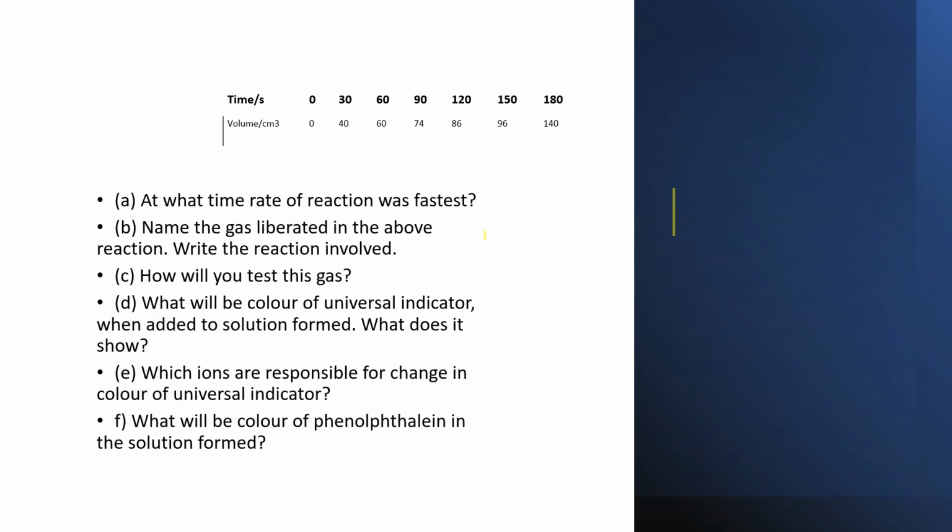And the last question is, what will be the color of phenolphthalein in the solution formed? You know that metal oxides are basic in nature, basic oxide or basic hydroxide. So what would be the color of phenolphthalein in the solution? In acidic solution phenolphthalein is colorless, and in basic solution phenolphthalein shows pink color. So you have to find out the color of phenolphthalein if you add it to that solution formed.